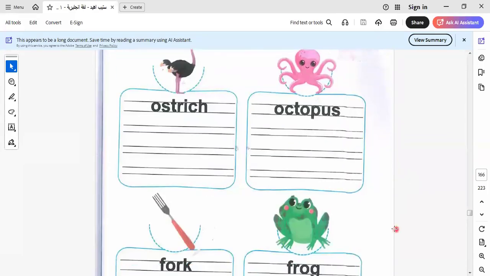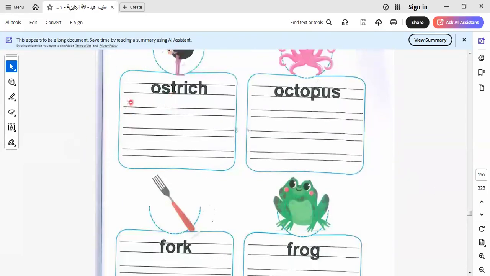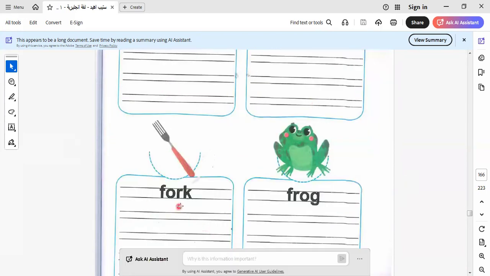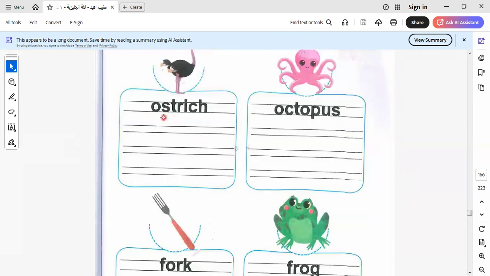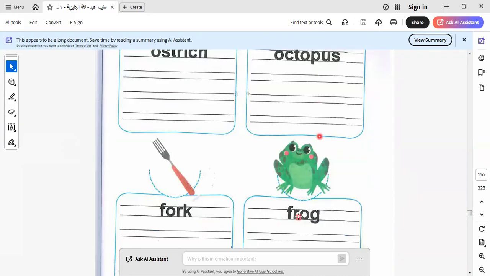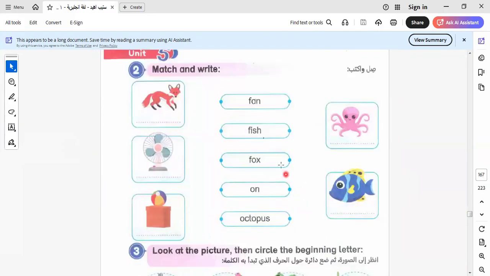Here we have, let's read these words together. Let's read the vocab together. Here we have ostrich, octopus, ostrich, octopus. Four, frog. I will repeat a bit, after me: ostrich, octopus, four, and frog. Okay. Let's go to another one.